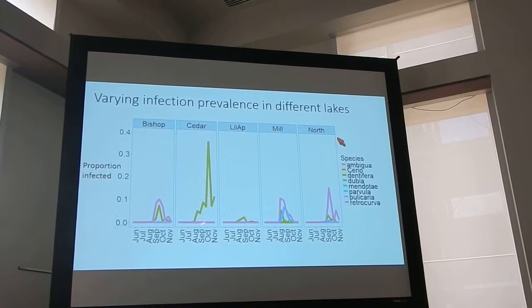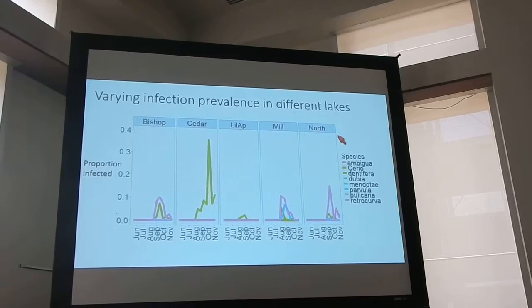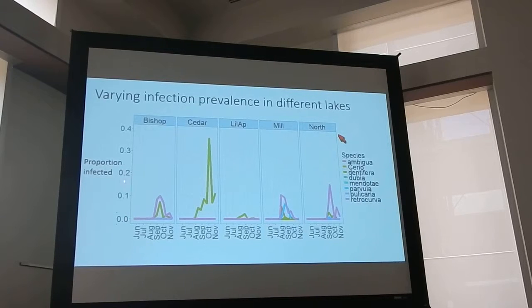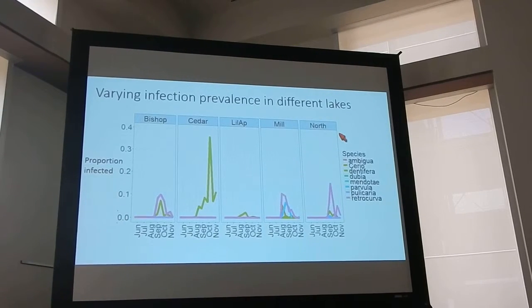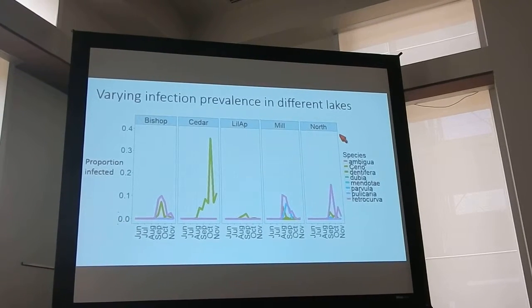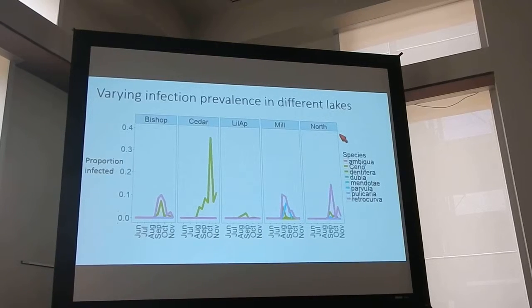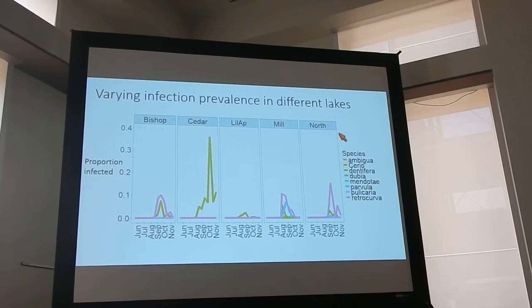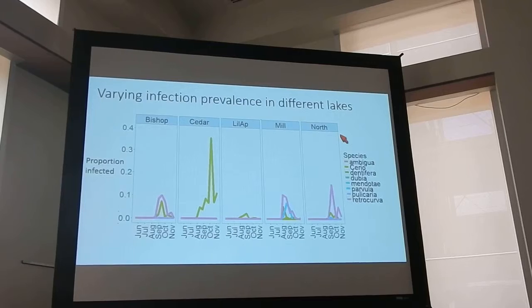Cedar Lake has an extremely large epidemic here. On the next slide, I'm going to just zoom in on the lower portion of this graph here so you can see what's going on in the other lakes. Again, it's an extremely virulent parasite, so even low infection rates can cause population level effects.